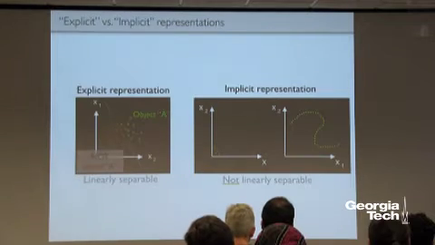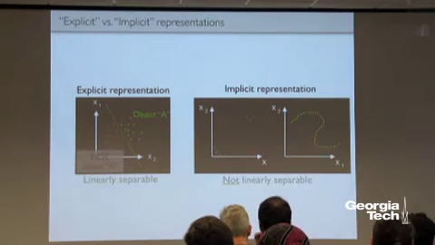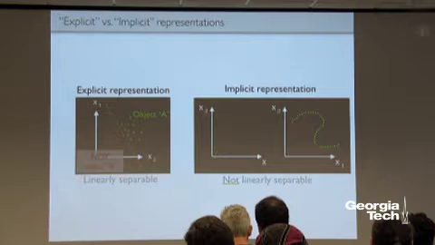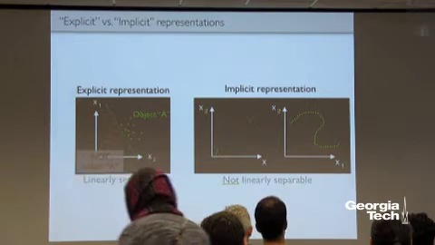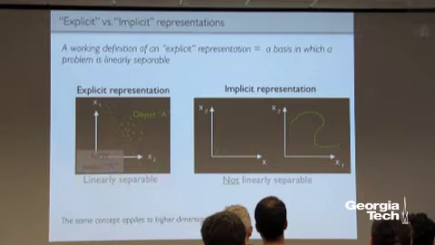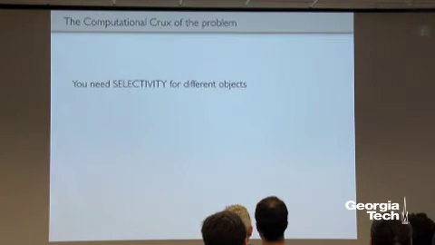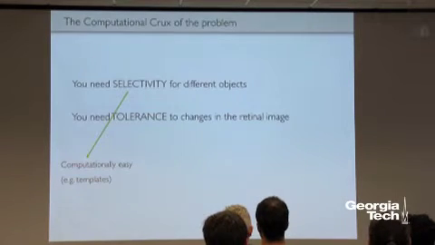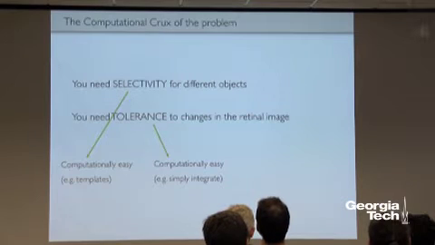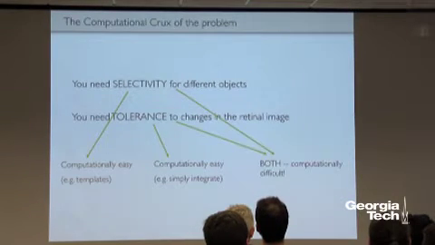And what's really going on is that there's some sense in which an explicit representation is being constructed where somehow, under some objective function, the categories of interest are being pulled apart. And you really need to do two things to make that happen. You need to have selectivity for different objects, right? You need to tell when it's one car versus a boat or something. And you need to have tolerance for changes to the input, right? So computationally it's easy to have any one of these things, right? You could have templates or integration to get either of them, but together is really hard, right?